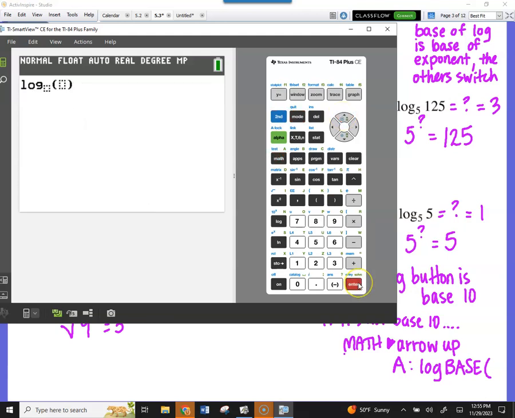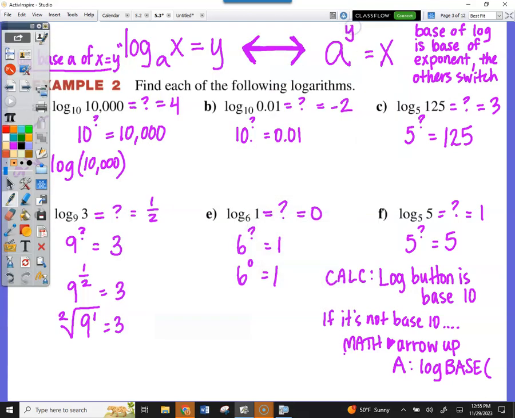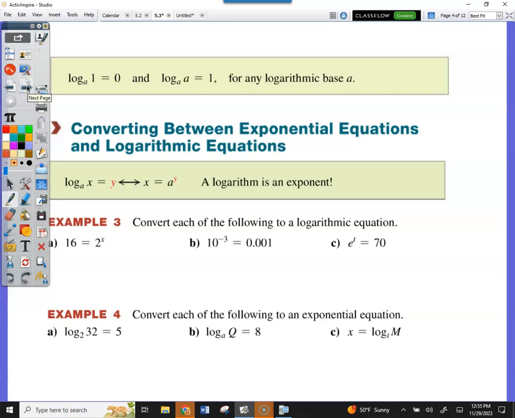All right, so let's just go to the one that was ugly, the one that probably took you longer, and that would be the base 9 of 3. And you will see that it does give it to you as a decimal. You would have to hit math fraction, but you should know that fraction. Okay. Go to the next slide, please.